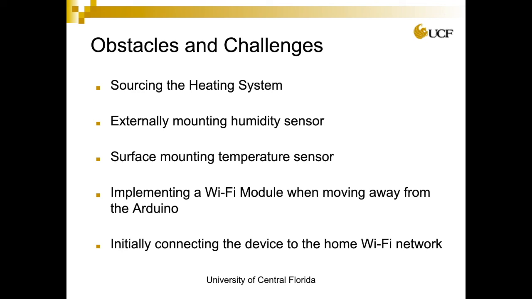Another challenge we may face is implementing a Wi-Fi module when moving away from the Arduino, and lastly, initially connecting the device to the home Wi-Fi network.